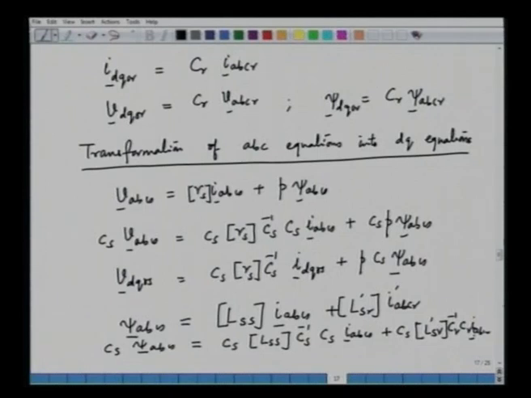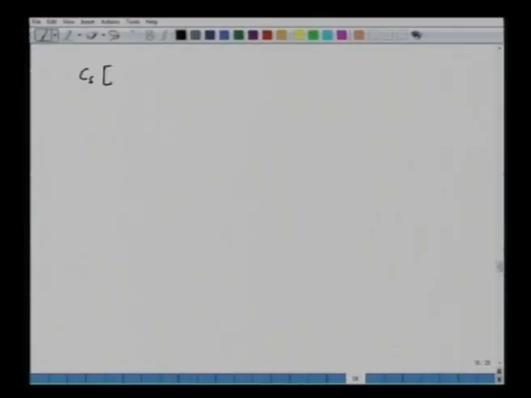So, this equation that we have written just now will transform the inductances of the ABC machine into the inductances of the DQ machine. Now, we will see very interestingly, actual ABC machine inductances, some inductances are function of theta r. Now, when you transform this inductance into DQ machine, all inductances will be constant. They are independent of the rotor position, that is the theta r. So, we will evaluate this inductance first. Now, CS LSS CS inverse. Let us evaluate this inductance.